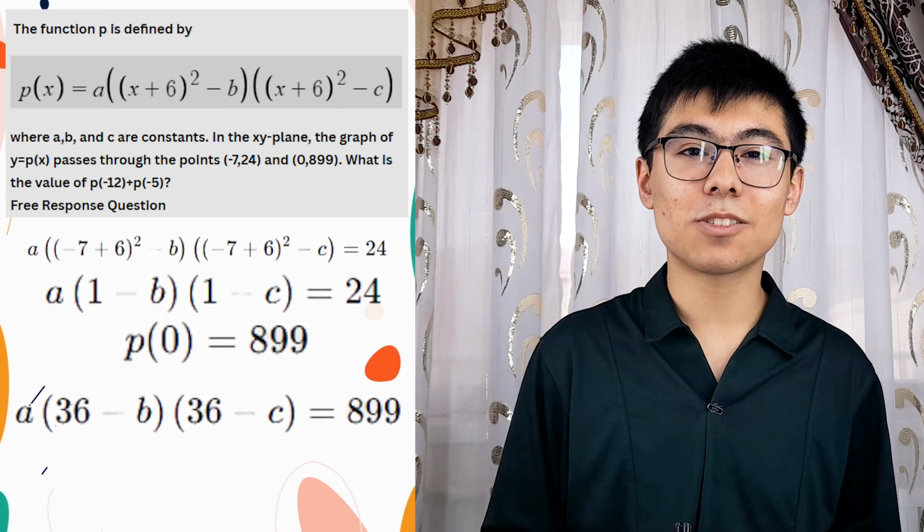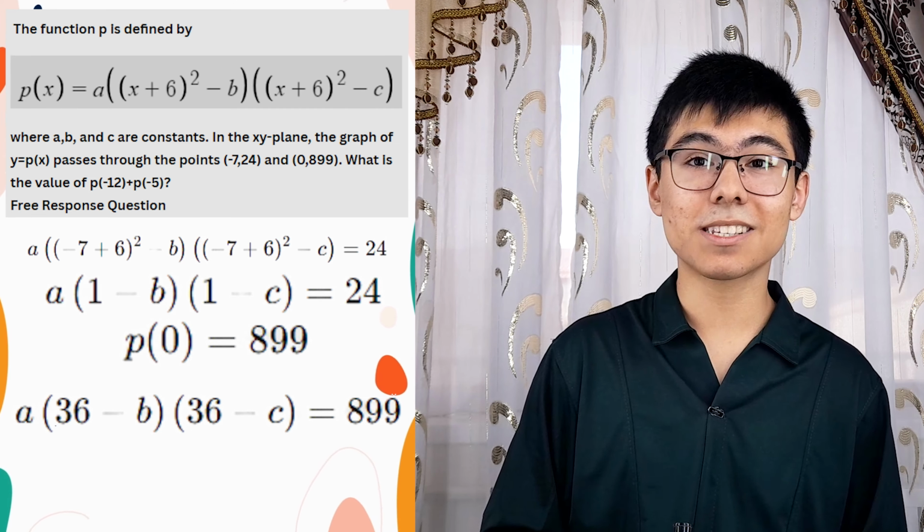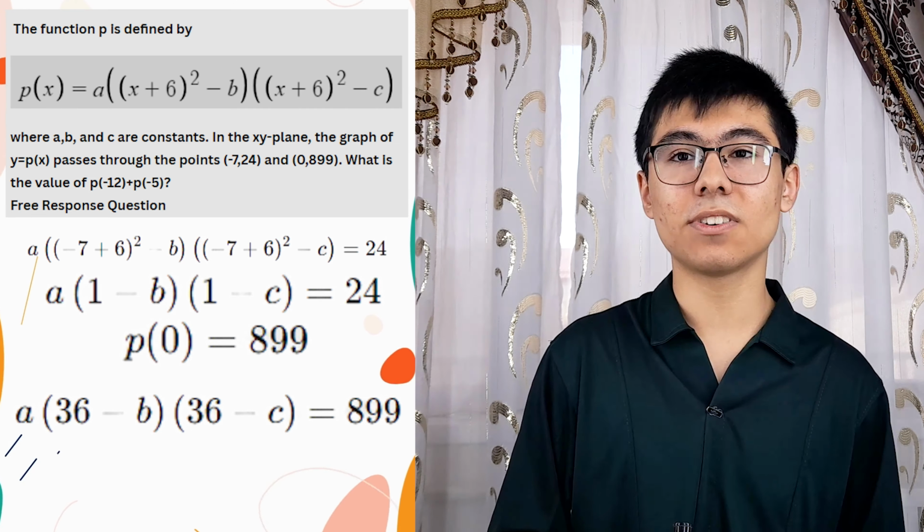Let's see. p(0) equals 899. If we plug in 0, we get a multiplied by 36 minus b multiplied by 36 minus c, which equals 899. Now we're starting to see a pattern. We got 2 equations, but no values for p(-12) and p(-5) yet. So how can we solve this puzzle?